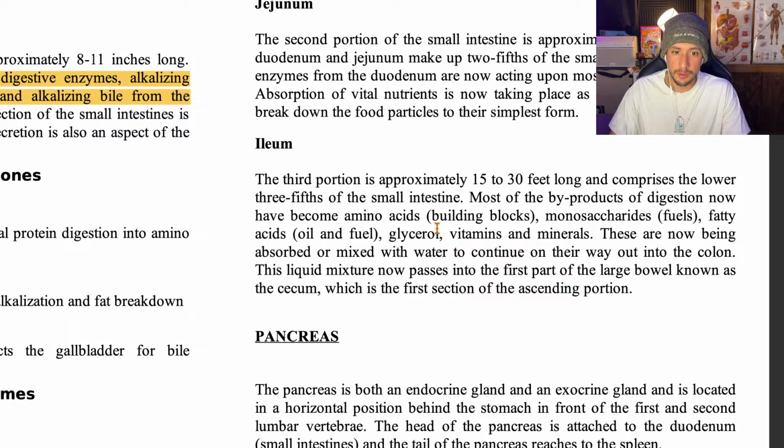All right, now we're moving into the ileum, and this is the third portion, approximately 15 to 30 feet long, and comprises the lower 3/5 of the small intestine. Most of the byproducts of digestion now have become amino acids, monosaccharides, fatty acids, glycerol, vitamins, and minerals. So let's just make sure we got all that. By the time it's nearing the end, I guess like the halfway point, everything has been converted. All your proteins, your meats, all your fats, everything has been broken down to its base.